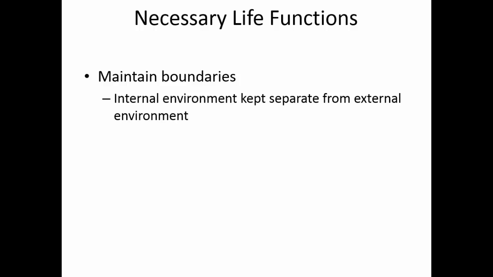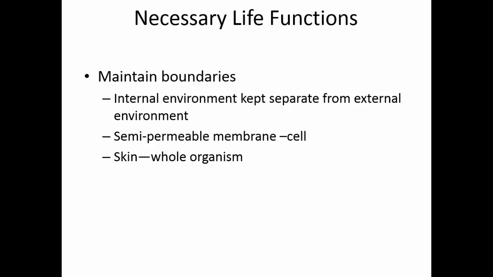There are certain things that happen if life is going to occur. These are your necessary life functions. One thing that has to happen is life forms have to be able to maintain boundaries. They have to keep their internal environment separate from their external environment. At the cellular level, the cell membrane is semi-permeable. It only allows certain things to enter or leave the cell. At the organismal level, the skin acts as your boundary.